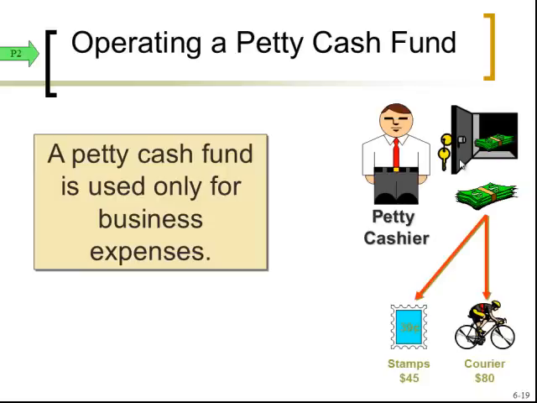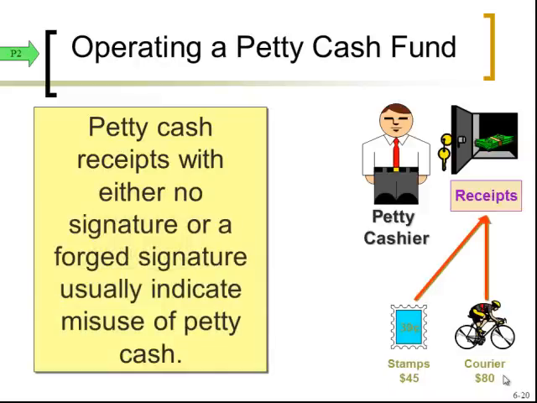The key thing here is that money is not up for grabs. Nobody can just go grab whatever money they want. They have to use it for a business purpose. So if they need to buy stamps or they need to pay courier fees, they can do that. Now what happens here is when they do make those purchases, they should give the petty cashier those receipts to prove that, hey, here's the reason this money is gone.